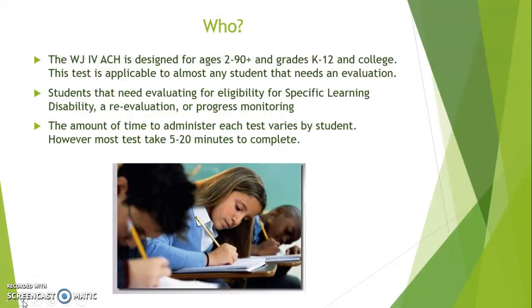Now, who can take this test? Well, there's a very broad range of students that can use the Woodcock-Johnson. The company says that this test can be used for ages 2 to 90 in grades K through 12 and college. So this test is applicable to almost any student that needs an evaluation. Students that need evaluating for eligibility or a reevaluation or progress monitoring, all of these students can use the Woodcock-Johnson. It takes around 5 to 20 minutes to complete a test depending on which test that you give.